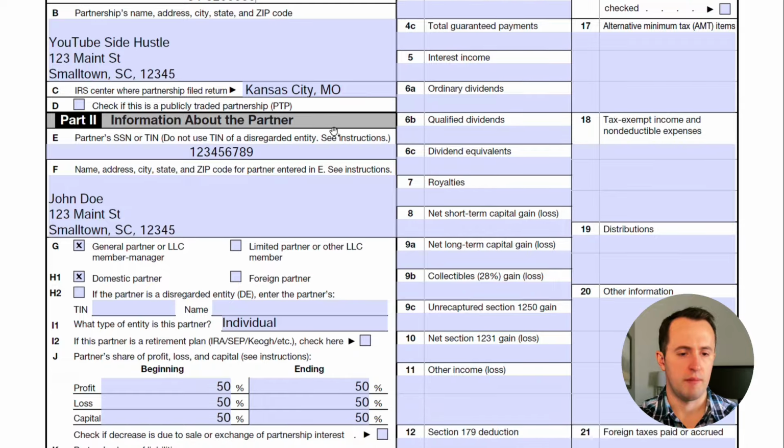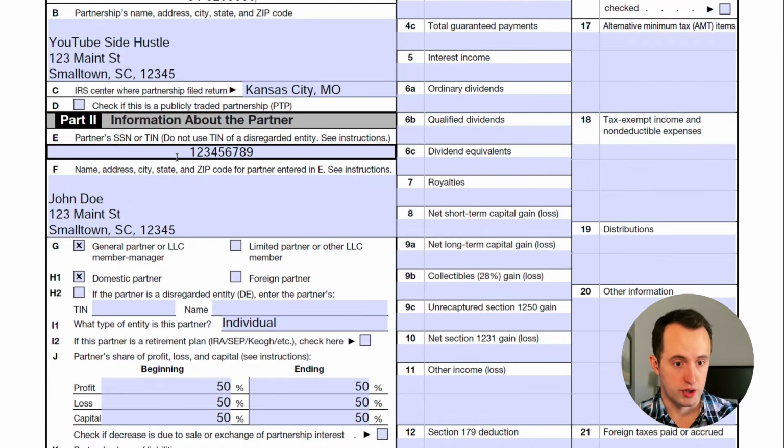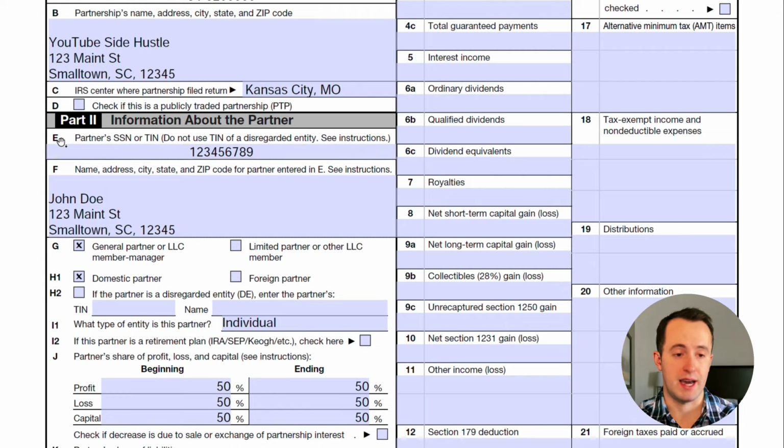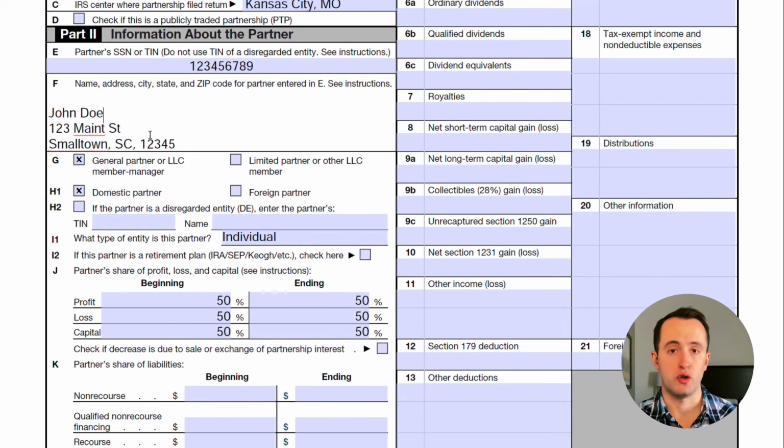Continuing down here, most people are not going to be publicly traded partnerships. Put the partner's social security number in section item E. And then for item F, you're going to put the name and address of the partner where they live. For this example, the YouTube partnership is being hosted out of John Doe's home. So it's just going to be 123 Main Street. Oh, look at that. Had a little typo there, in Small Town, South Carolina.